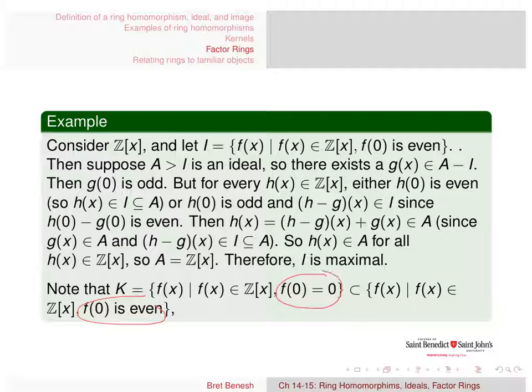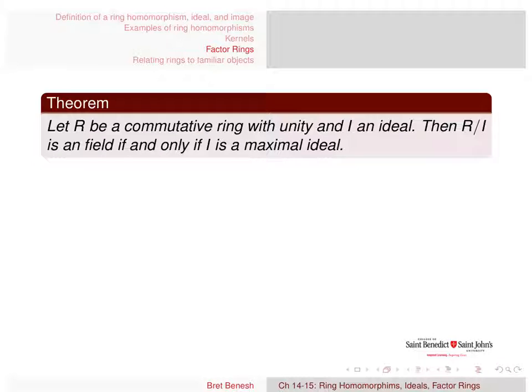Note that if you require not that the constant term be even, but that it be 0, that's contained in even, because 0 is an even number. So this is not a maximal ideal. K is not maximal, but I is. We already saw that K is prime, though. So K is prime, but not maximal.